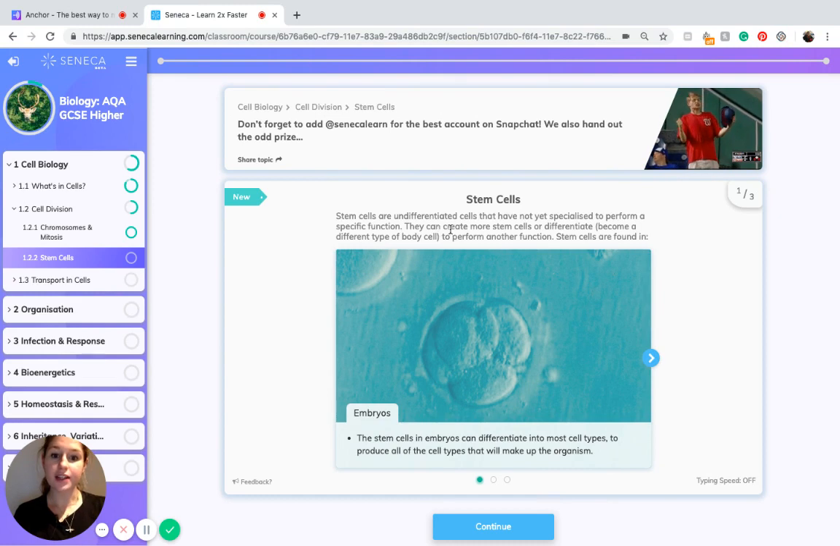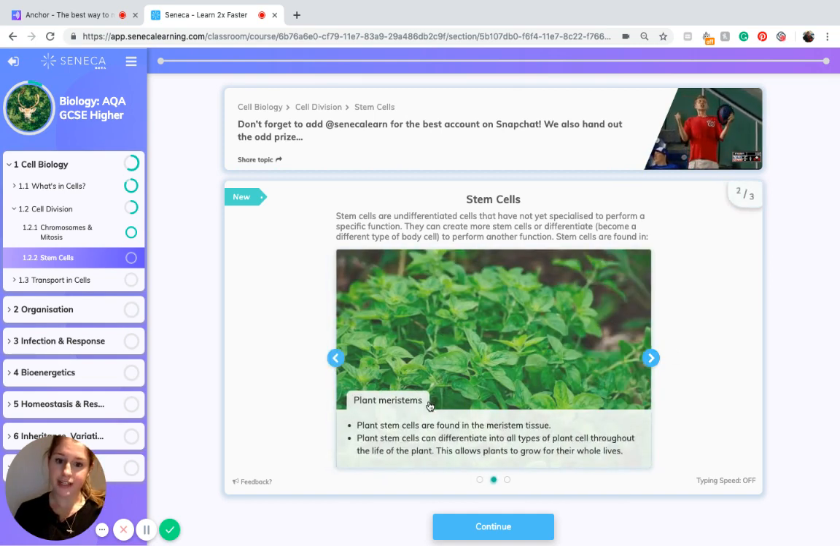Stem cells are undifferentiated cells that have not yet specialized to perform a specific function. They can create more stem cells or differentiate, which means to become a different type of body cell to perform another function. Stem cells are found in embryos. The stem cells in embryos can differentiate into most cell types to produce all of the cell types that will make up the organism.